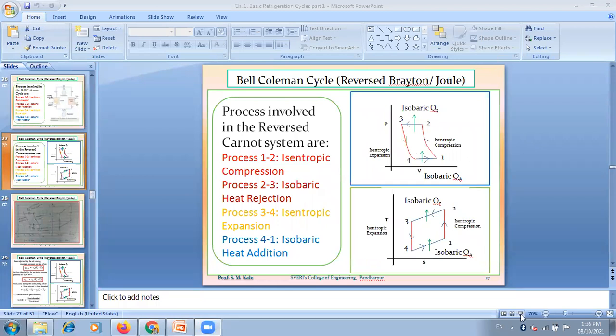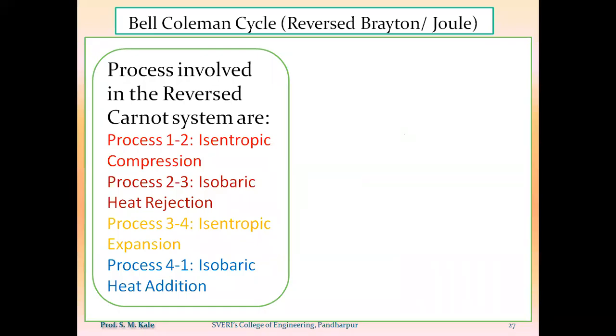Okay, so in the previous lecture, we started our Bell-Coleman cycle, and we saw the PV as well as TS diagram for the Bell-Coleman cycle. As we know, the Bell-Coleman cycle is nothing but a modification of the reverse Carnot cycle. And what modification did we make? By replacing the isothermal processes with isobaric processes, we converted the reverse Carnot cycle into the Bell-Coleman cycle.